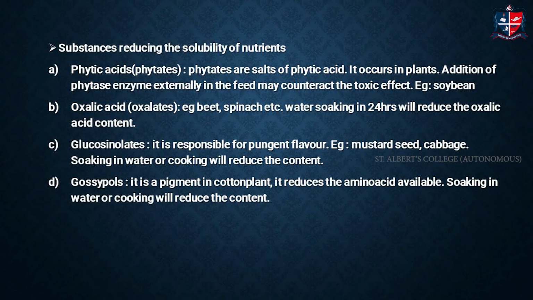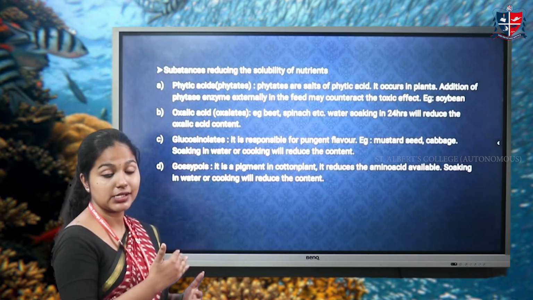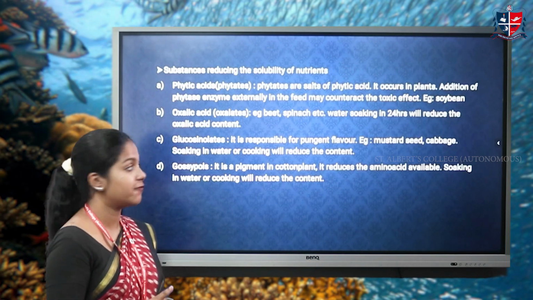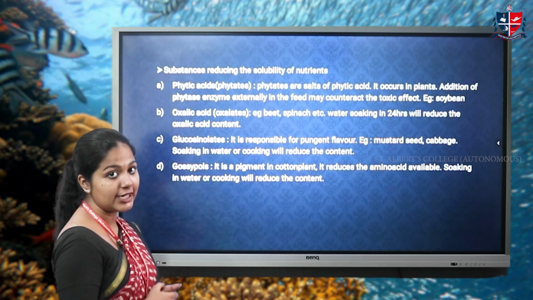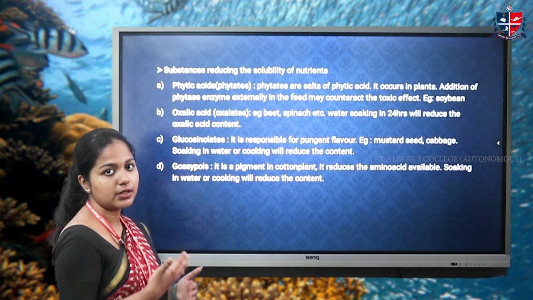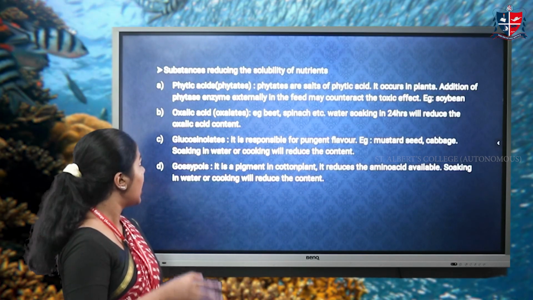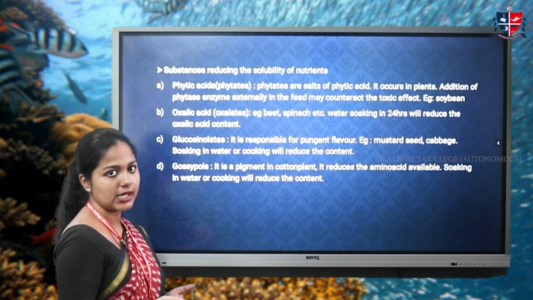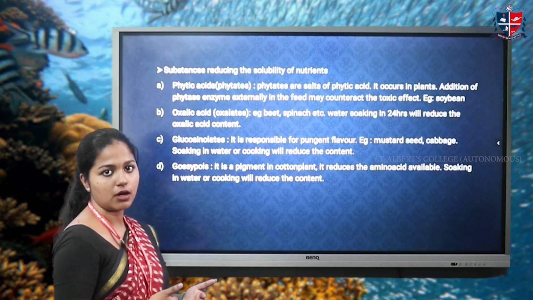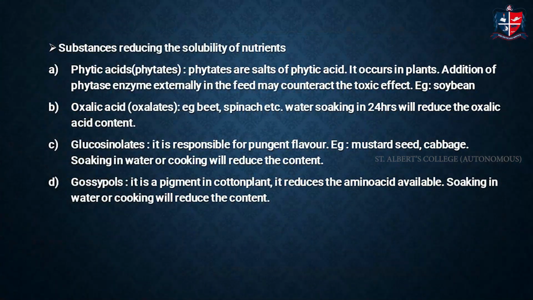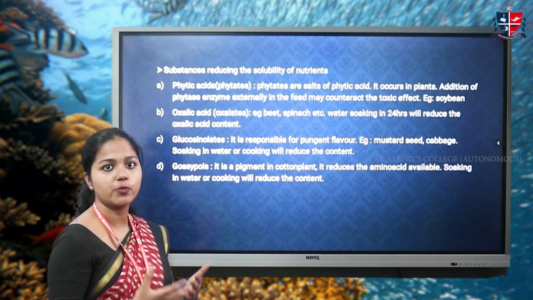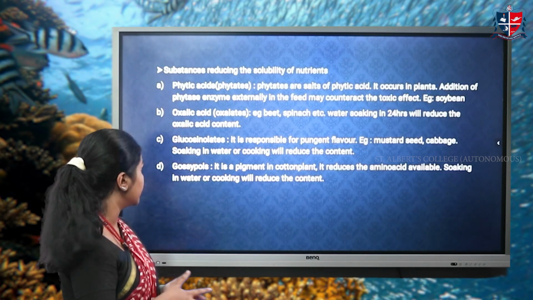And the next classification is the substances which depress the solubility of nutrients. So the first one is the phytates. Phytates are nothing but the salts of phytic acid, and addition of the phytase enzyme in the feed may counteract the toxic effect. So in order to prevent these phytates, we need to add an additional or antagonistic component like the phytase enzyme, which will prevent this toxin in that particular feed.